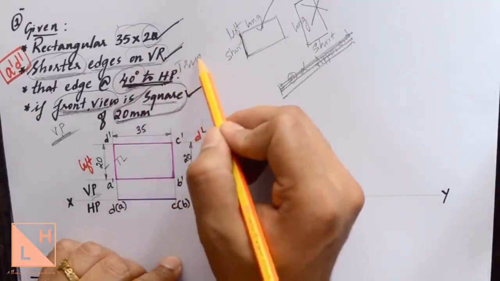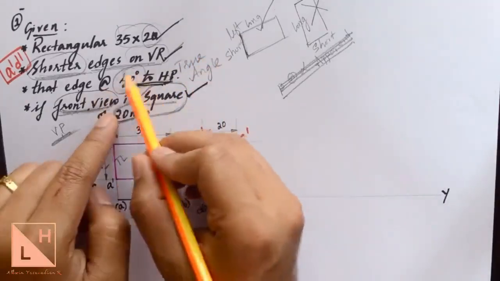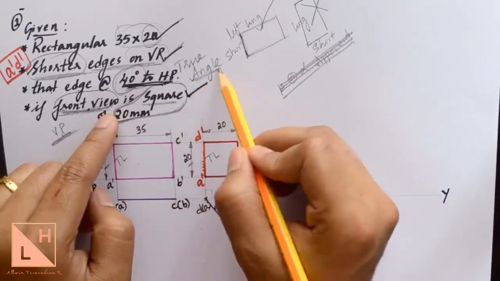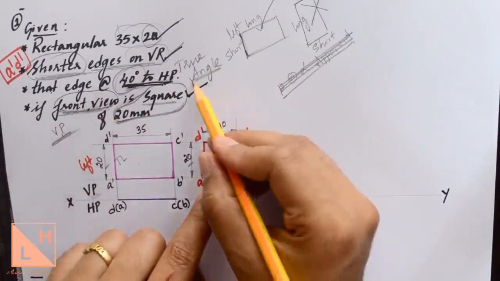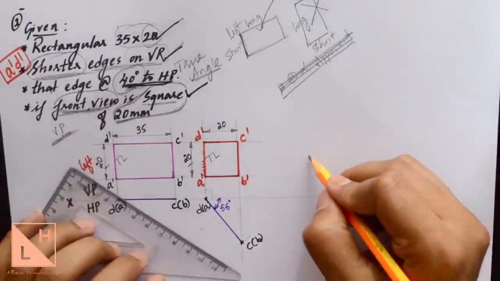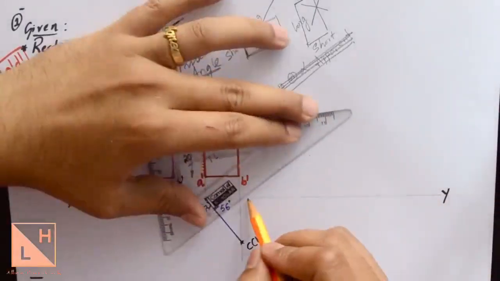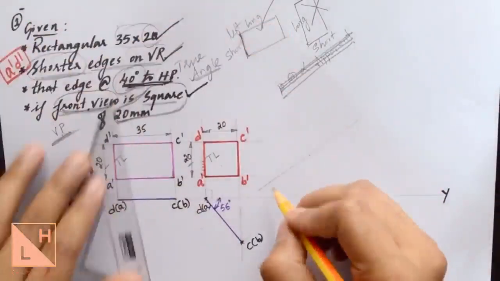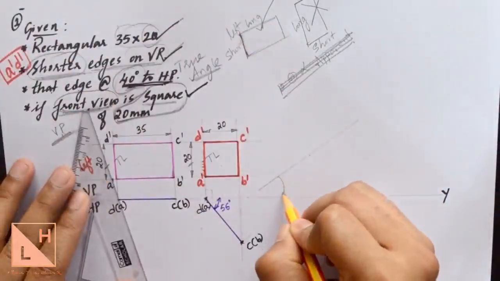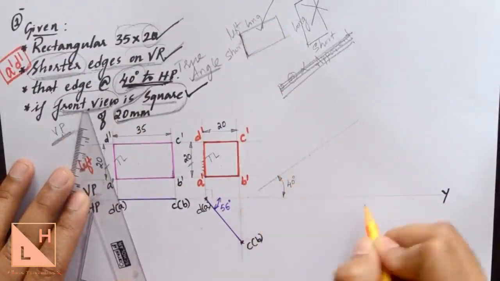Why? Because you don't find the words "appears to be" in the question. So this 40 degrees is nothing but a true angle. We have the true length, we have the true angle, so directly incline this at 40 degrees. So use a protractor and mark that 40 degree point with respect to the XY line. So this angle that you find here should be 40 degrees with respect to the XY line.